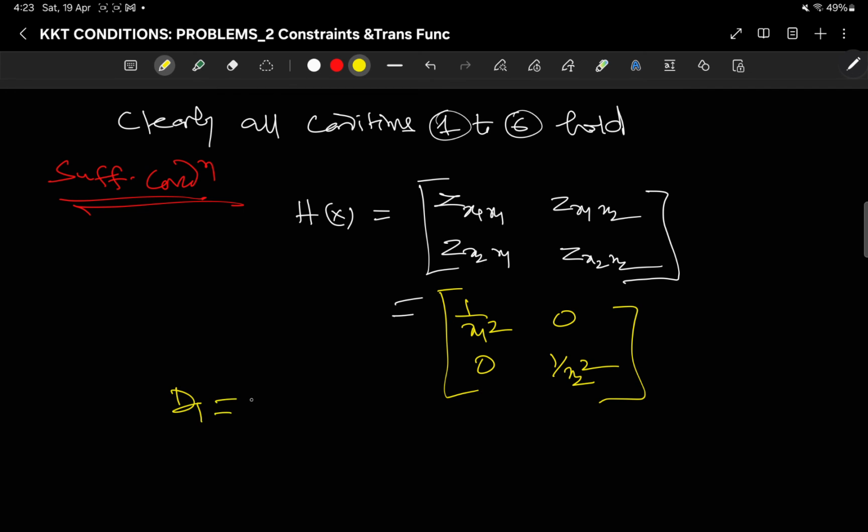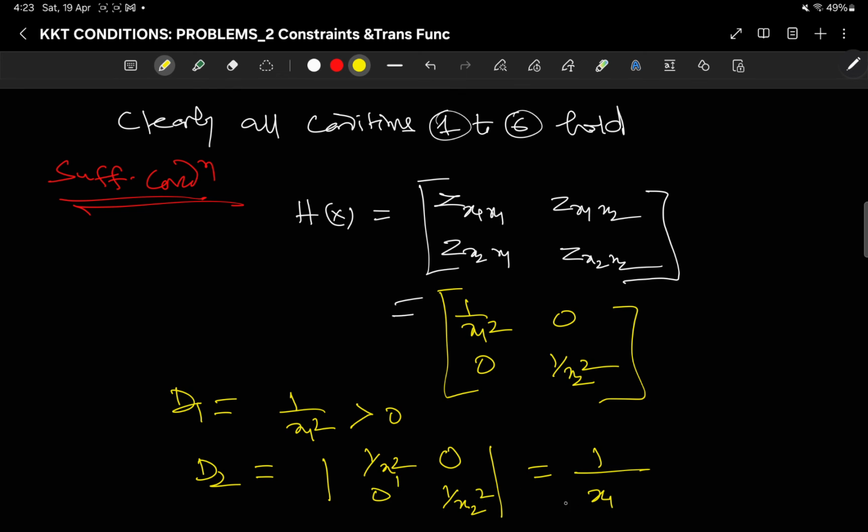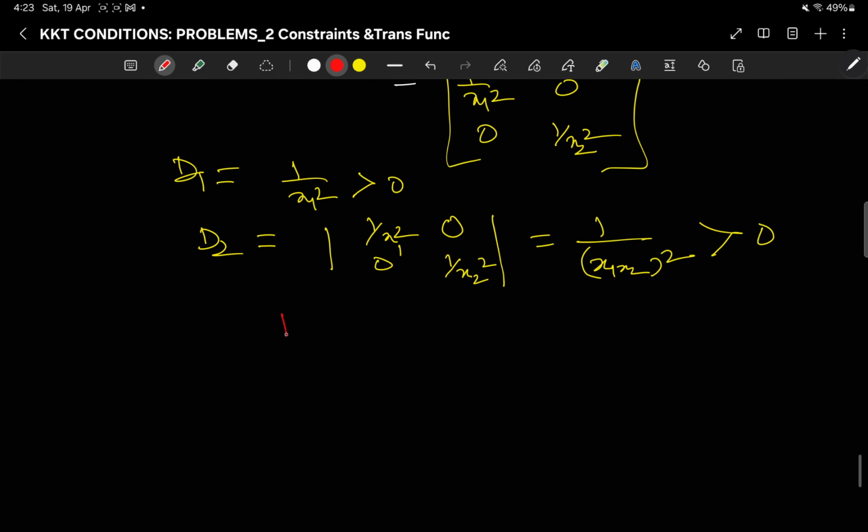So what is my d1? d1 is 1 by x1 square, since it is a square function, so this is positive. And what happens to d2? d2 is the determinant of the whole matrix, which is 1 by x1 square x2 square. So this is also positive. Both are positive, so H(x) is positive definite. So that means Z is convex.